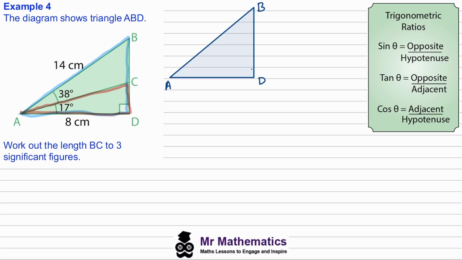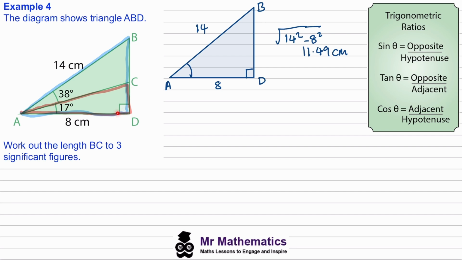We know the hypotenuse is 14 and the adjacent is 8. Now we could use trigonometry to work out by finding this angle as the sum of these two. But actually it's a lot easier to use Pythagoras' theorem because we have the other two lengths. So B to D will be the square root of 14 squared minus the 8 squared. And this works out as 11.49.